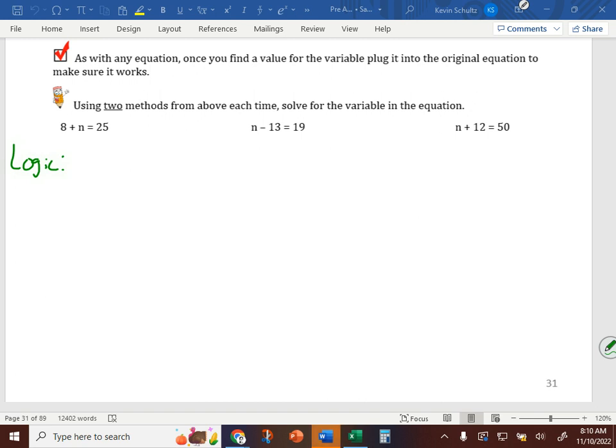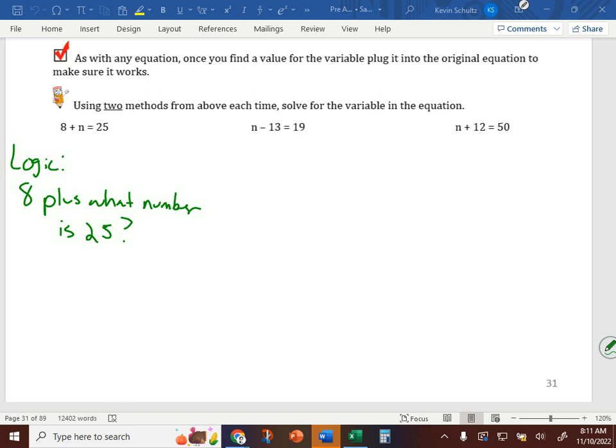Yeah. 8 plus n equals 25. 8 plus what number is 25? Right? That's essentially what the equation's asking. We add something to 8 and we get 25. Who can answer that question for us? 8 plus what number is 25?